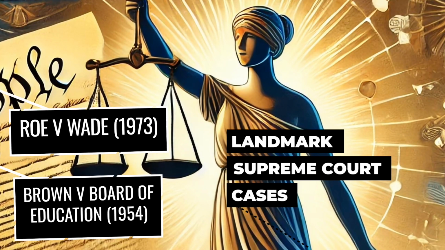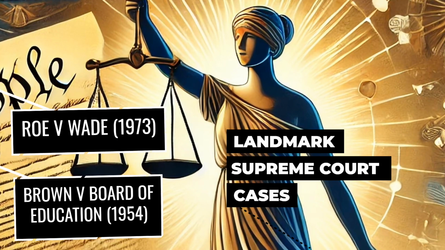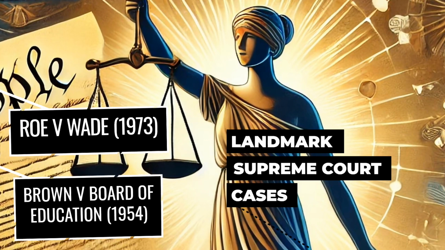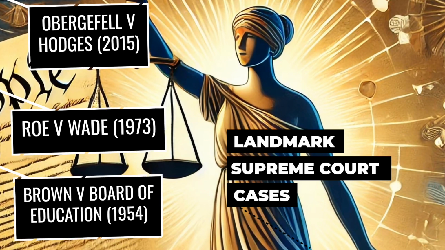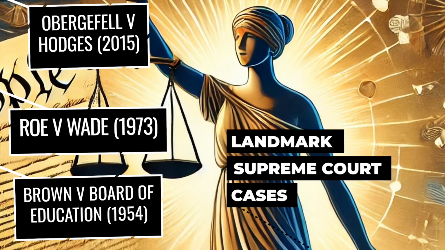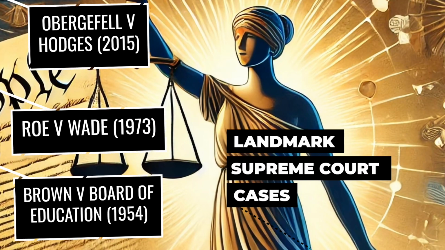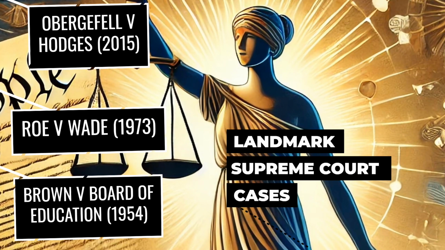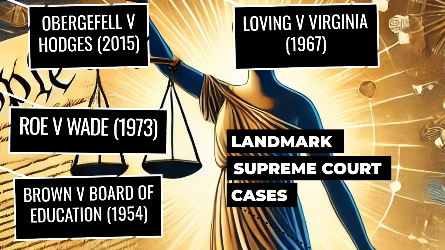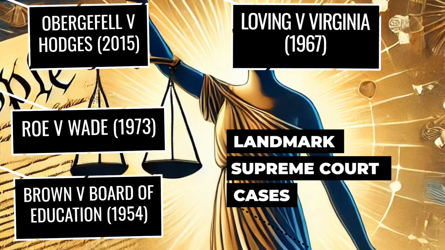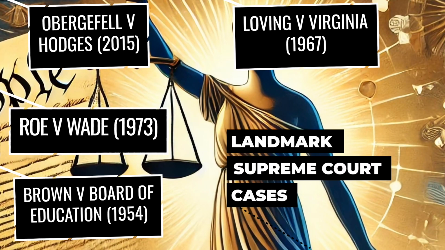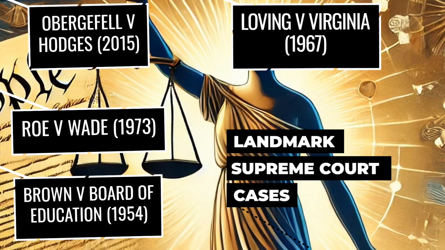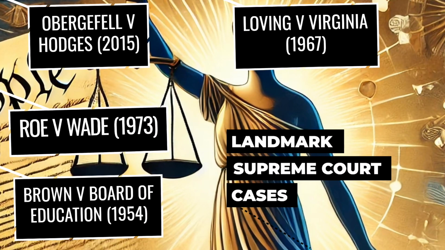Roe v. Wade, 1973. The Due Process Clause was cited in protecting a woman's right to privacy. Obergefell v. Hodges, 2015. This case extended the right to marry to same-sex couples, citing both the Equal Protection and Due Process Clauses. And finally, Loving v. Virginia, 1967. The Supreme Court relied on the Equal Protection and Due Process Clauses to strike down bans on interracial marriage.